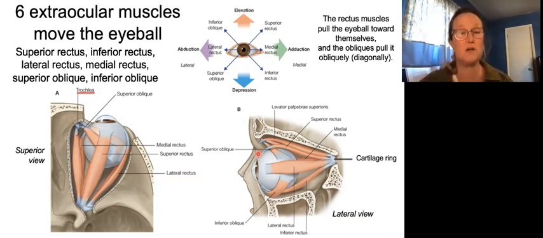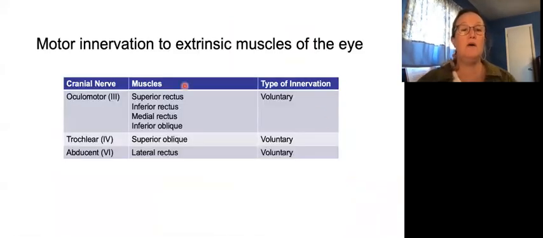These muscles are so important and so ancient that they have a whole set of cranial nerves that are devoted just to providing them with motor innervation. 4 of these 6 muscles are provided with voluntary motor innervation by the oculomotor nerve. Oculo means eyeball, and motor, of course, means motor. And these are the superior rectus, inferior rectus, medial rectus, and the inferior oblique.